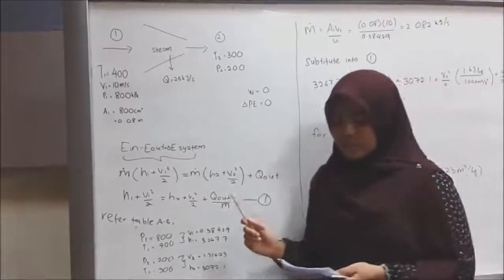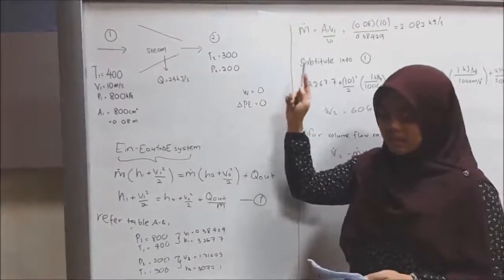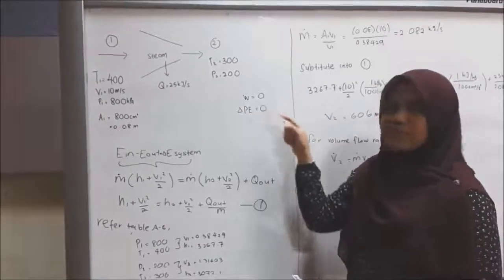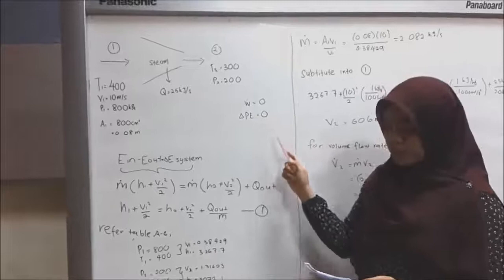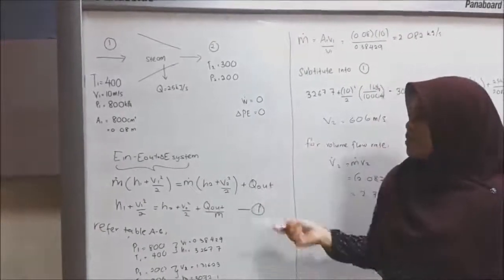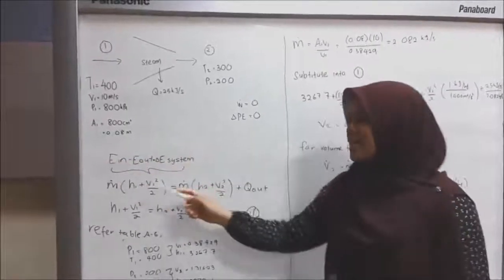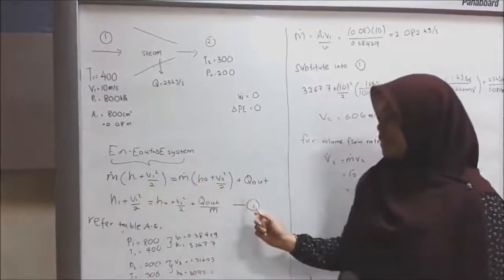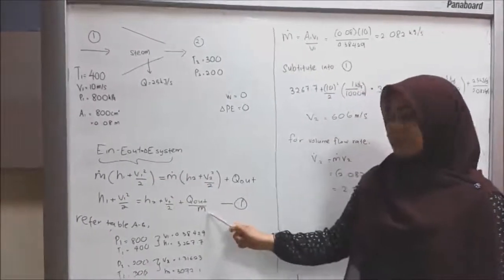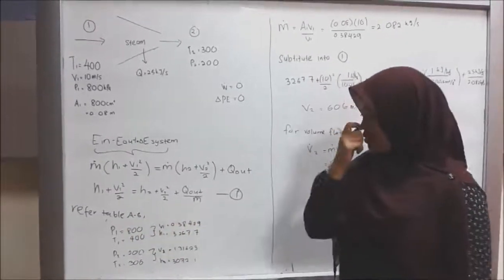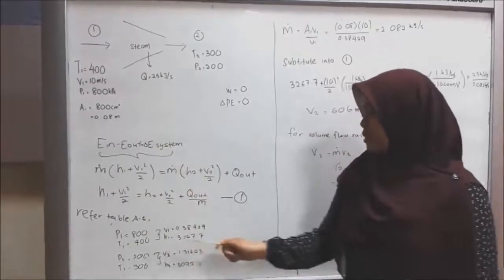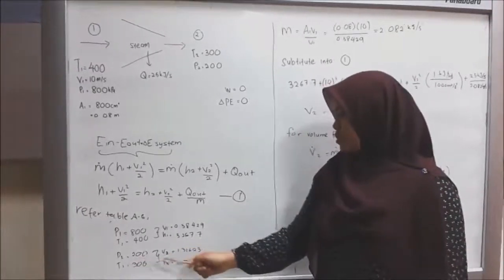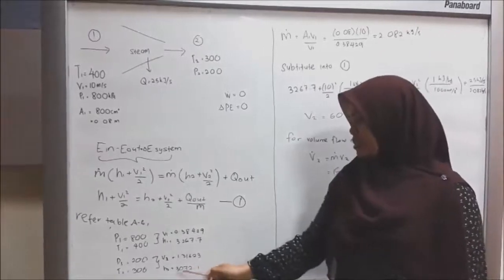I make the assumptions that it is a steady flow process since there is no change with time, and then that there is no work because there are no work interactions, and PE equals zero because there is no potential energy, so I can neglect it. From these equations, I get E in minus E out equals the change in E of the system. So I got this equation and I simplify it, putting m dot at the bottom here. Then I refer to table A6 using the temperature and the pressure. I got v1 0.38429, h1 3277.7, and for P2 and T2, I got v2 1.31623 and h2 3072.1.